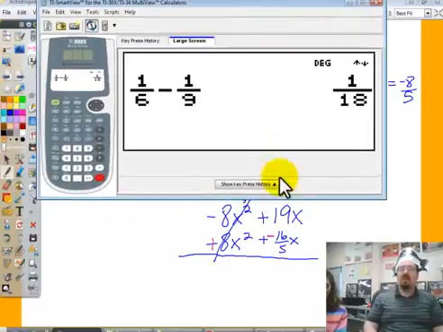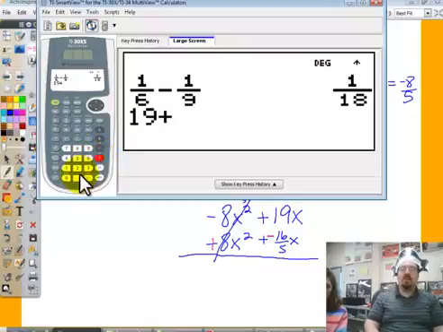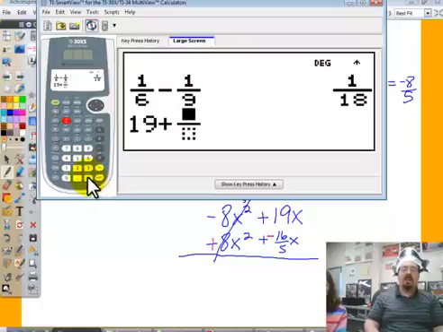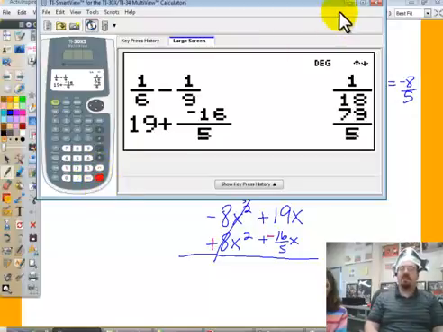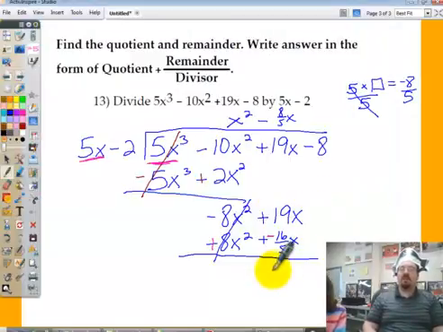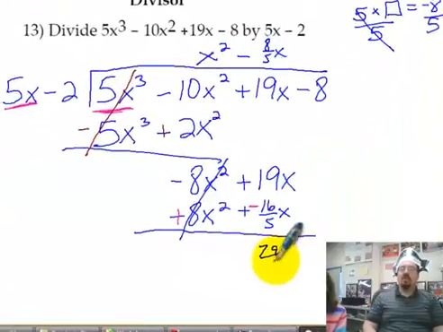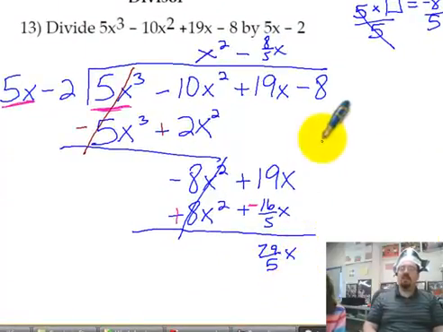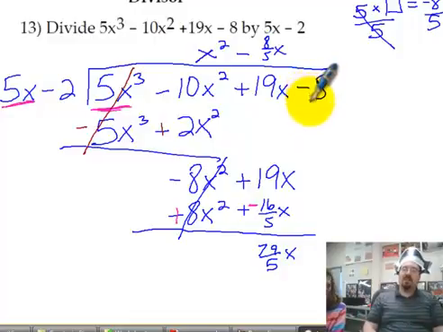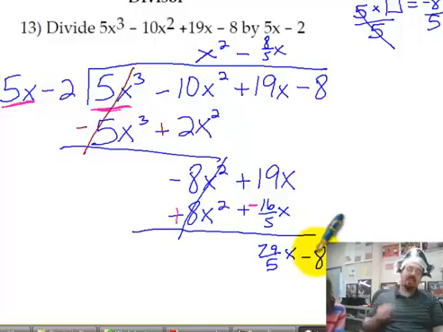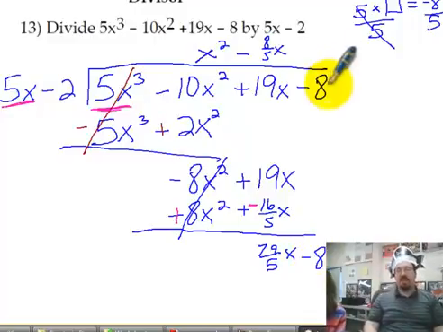Okay, so anyhow, I have 19 plus, or I could have done minus, and then hit the fraction button, and then negative 16 over 5, and I get 79 over 5. I hope that's right because it seems really ugly. So 79 over 5x. Did I really give this problem to people? That can't be right. Okay, and then I bring down the negative 8.